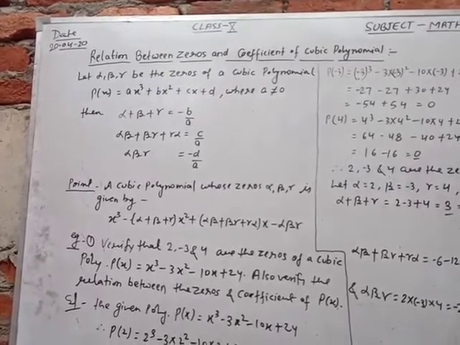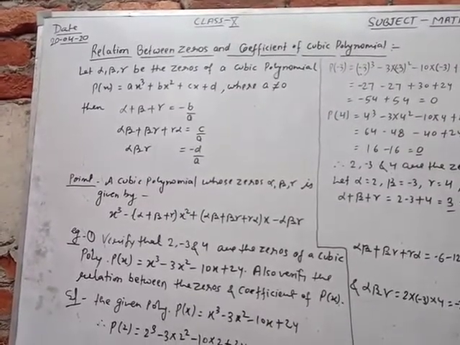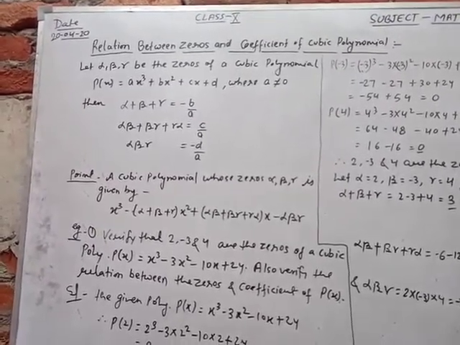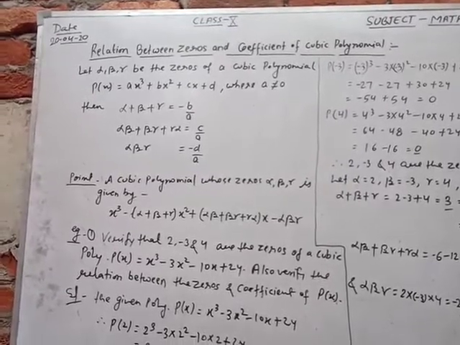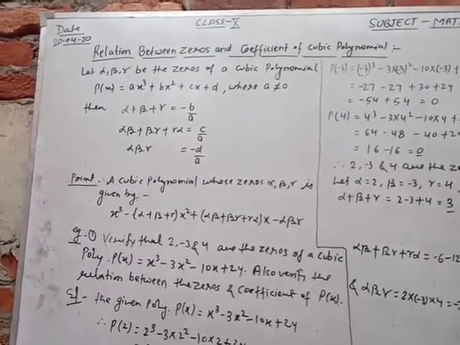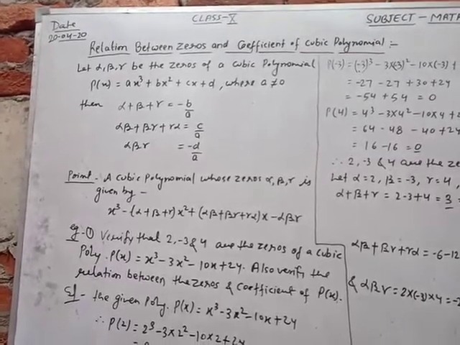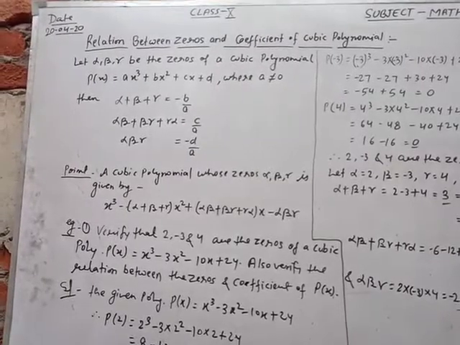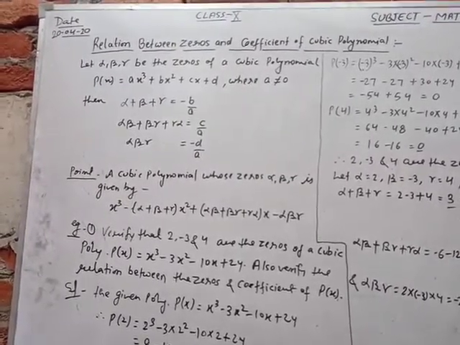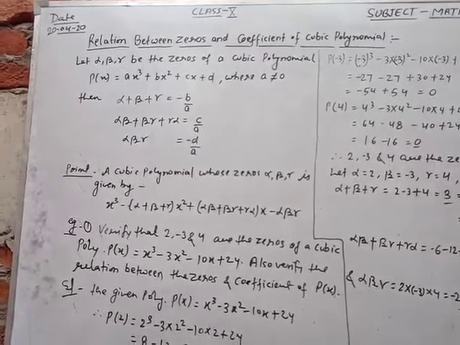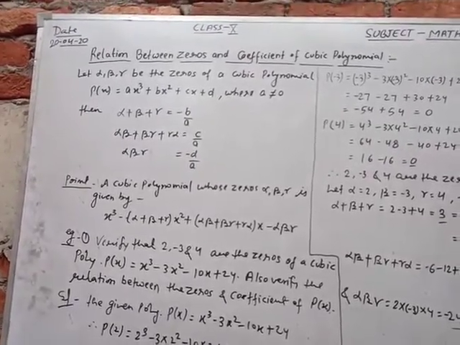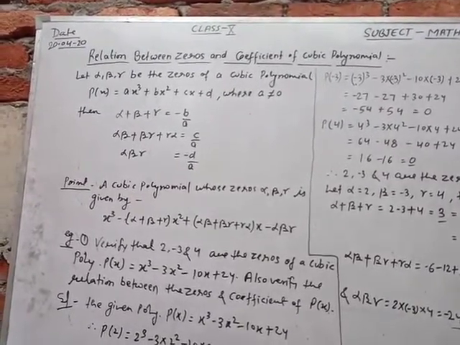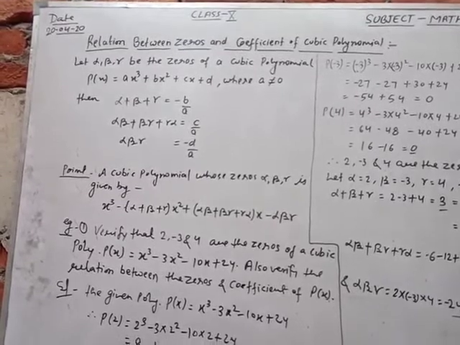That is the coefficient of x square upon coefficient of x cube, and in front of it we have put the minus sign. Students, the sum of product of the zeros, that is alpha beta plus beta gamma plus gamma alpha, equals c by a, that is coefficient of x upon coefficient of x cube, and the product of zeros alpha beta gamma equals minus d by a, that is minus times constant term upon coefficient of x cube.